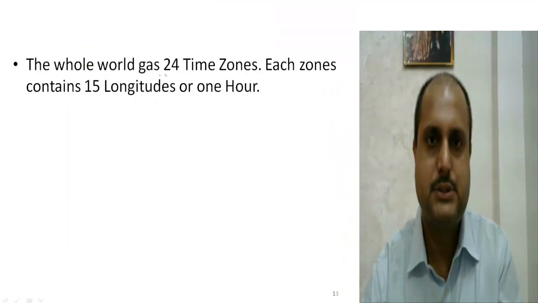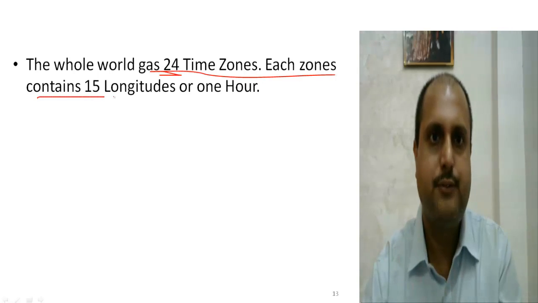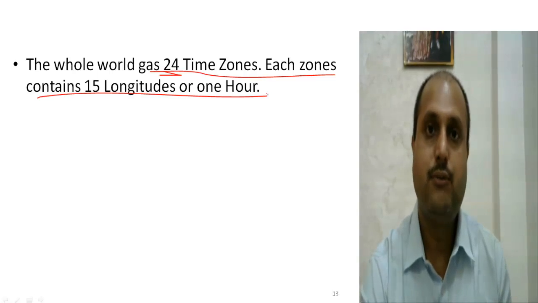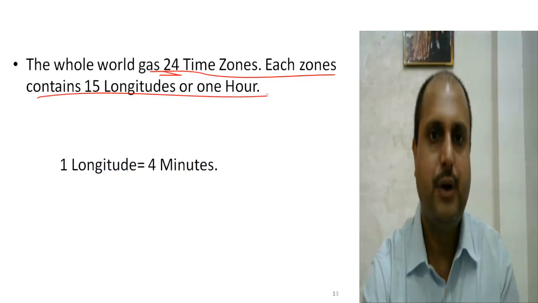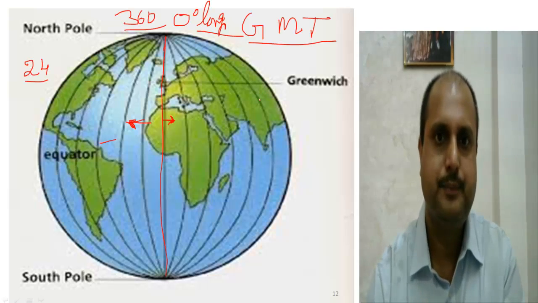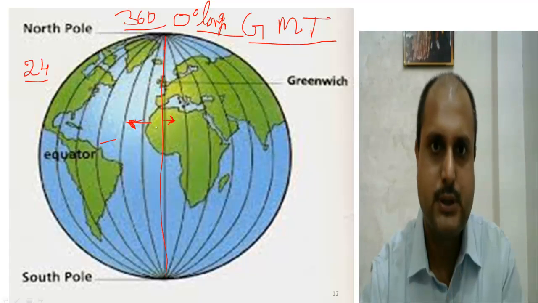Now, as I have recently said, the whole globe is divided into 24 time zones, and each zone consists of 15 longitudes or 1 hour. So there are a total of 15 longitudes in 1 hour. It means one longitude equals 4 minutes. 4 minutes are required to cross one longitude. It means if you are crossing one longitude, you have crossed 4 minutes, or it will be crossed by the sun.